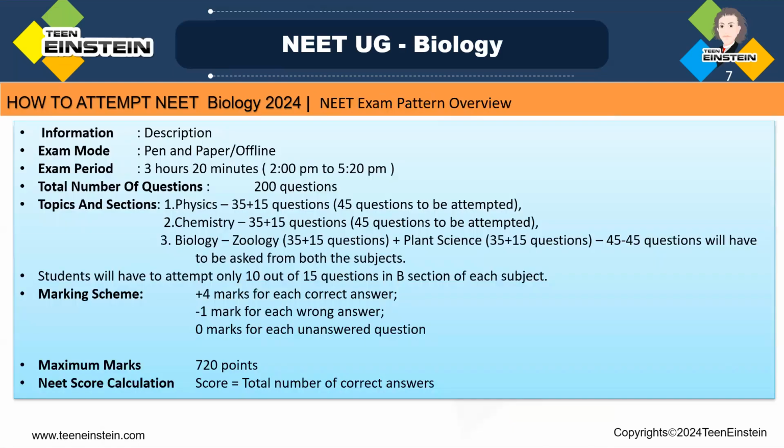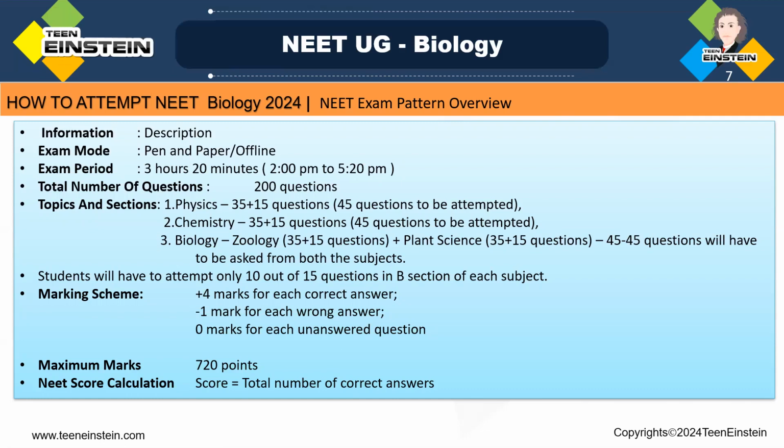Then, about the exam pattern, what I want to say is it's an offline exam. So, it's a pen and paper mode. And the exam period is 3 hours 20 minutes, from 2 p.m. to 5:20 p.m. you can write the exam, and you will get 200 questions in total. And the sections: physics will be there, chemistry will be there, biology will be there. In biology, you will get zoology and plant science, botany. Both topics will be there.